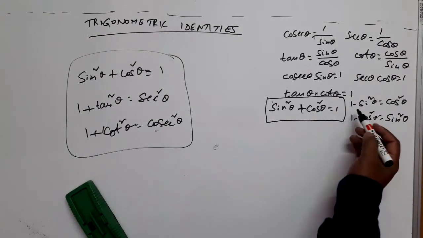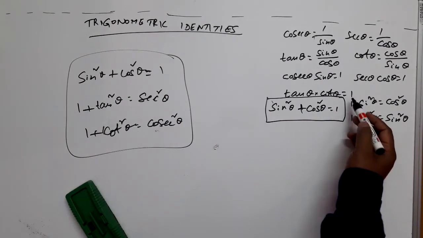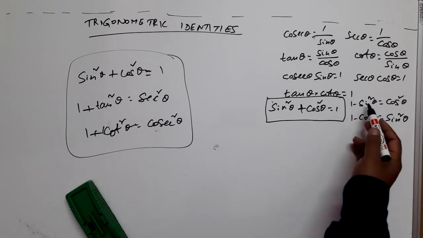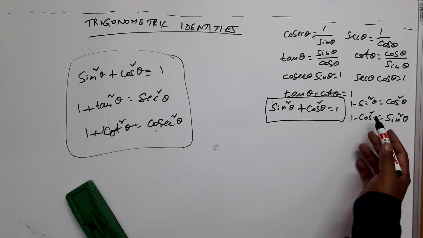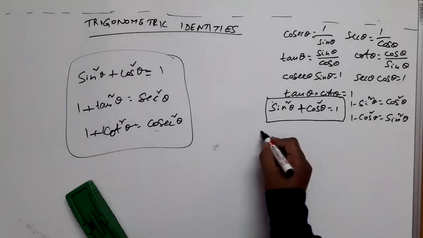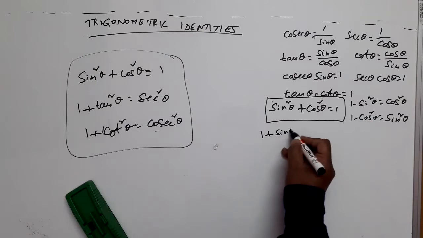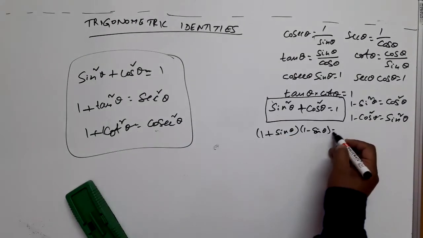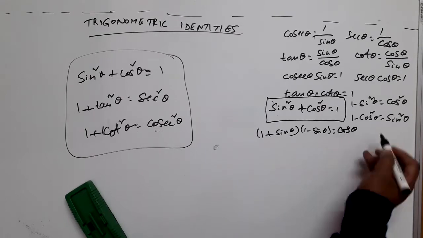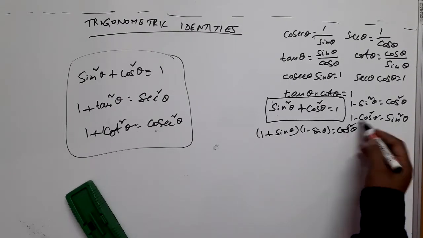In the same way, see this, 1 can be written as 1 square, right? 1 square minus sin square theta. A square minus b square form. That can be written as a plus b multiplied by a minus b. So can I write 1 plus sin theta multiplied by 1 minus sin theta is cos theta, sorry, cos square theta, right?